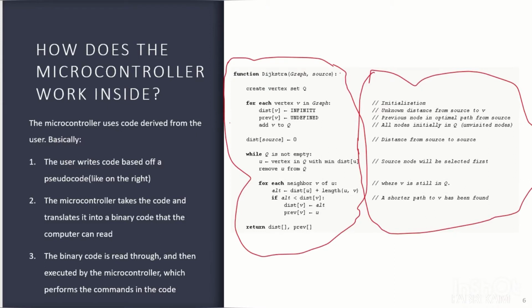So how does a microcontroller work inside? The microcontroller really starts out using code derived from the user. So the user writes code like the pseudocode on the right. This is all pseudocode, but there are also two steps of pseudocode, I would say. The first one is just writing basic instructions. If you want to pick up a block, you can simply say open claw, move forward, close claw, lift arm, go back, just like that.